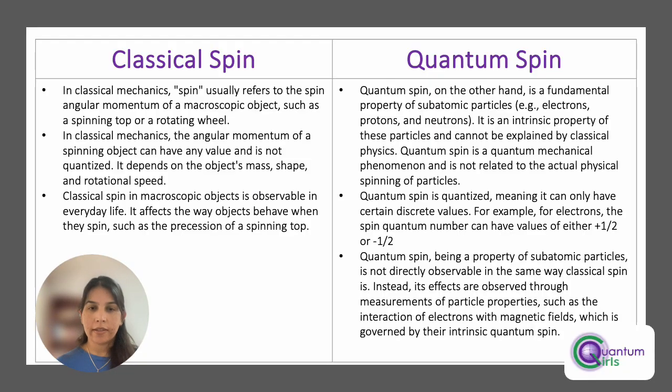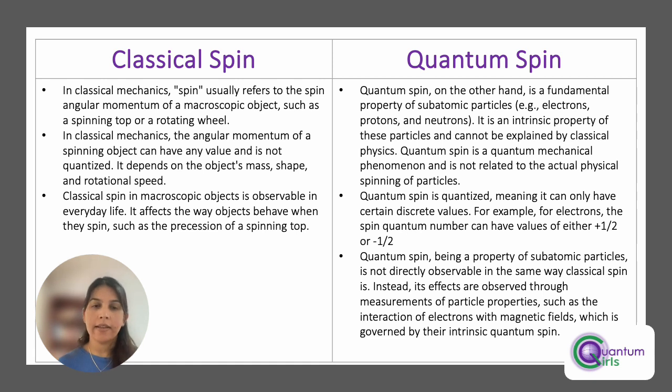In classical mechanics, spin usually refers to the spin angular momentum of a macroscopic object, such as a spinning top or a rotating wheel. However, in quantum physics, quantum spin is a fundamental property of subatomic particles. It is an intrinsic property of these particles and cannot be explained by classical physics. Quantum spin is a quantum mechanical phenomenon and is not related to the actual physical spinning of particles.